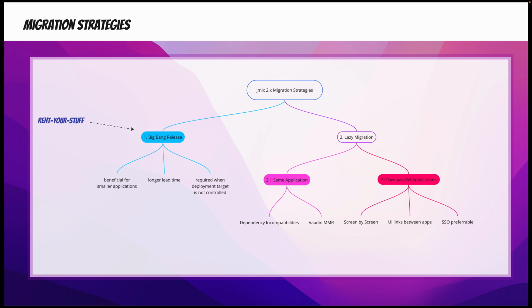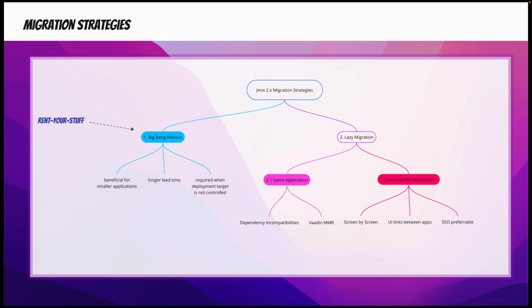Additionally, it applies when you're not really able to control your deployment targets. For example, when you ship your software to another company that is actually running it, then it might be the only option to basically just deliver a new version, and this is the new version that is already on Jmix 2.